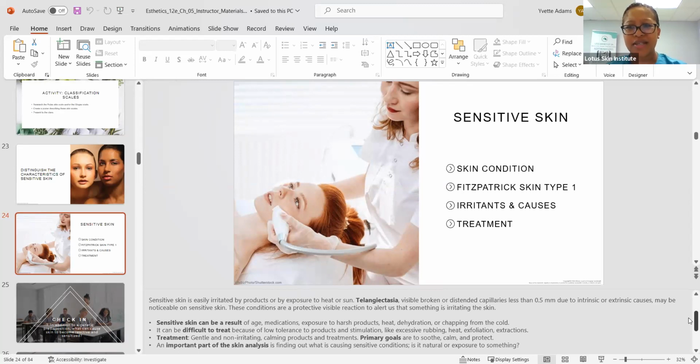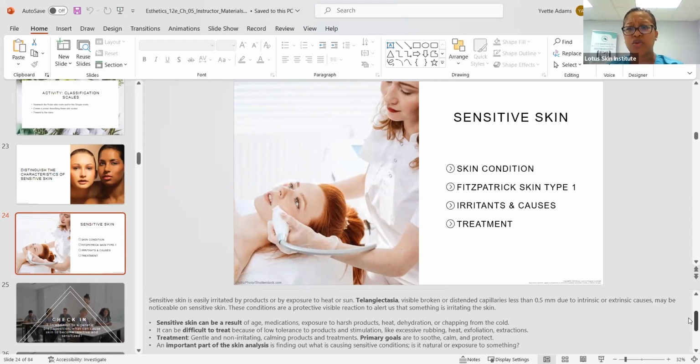So if you have sensitive skin, the things that we use to treat skin, like products and modalities, may make it hard to treat because you're already sensitive to whatever we're trying to do to treat it. You may be sensitive to those treatments. Also excessive rubbing, heat, exfoliation, extractions, all of those things may be very difficult to do with sensitive skin without making it worse, look worse, or feel worse in the moment. Treatment must be gentle. It must be non-irritating, calming products. The primary goal is to soothe, calm, and protect.